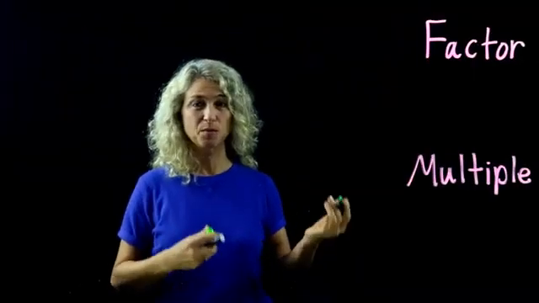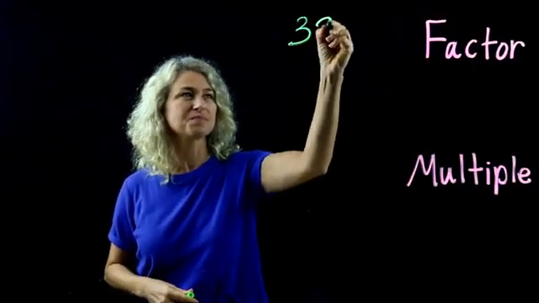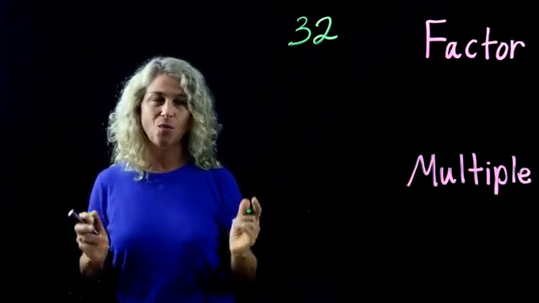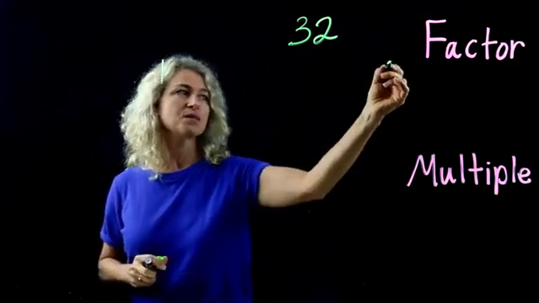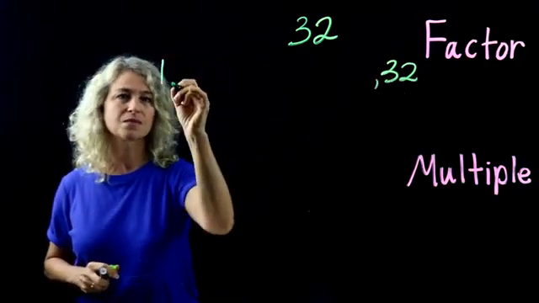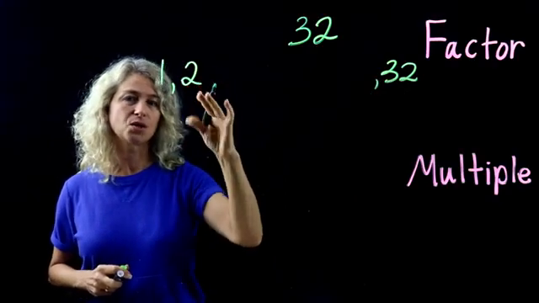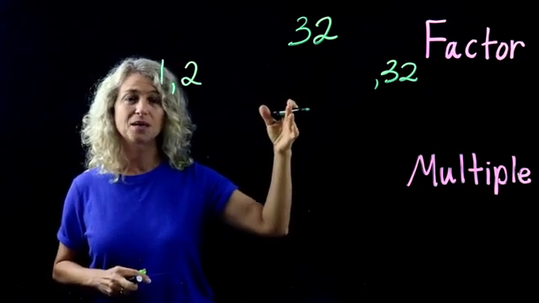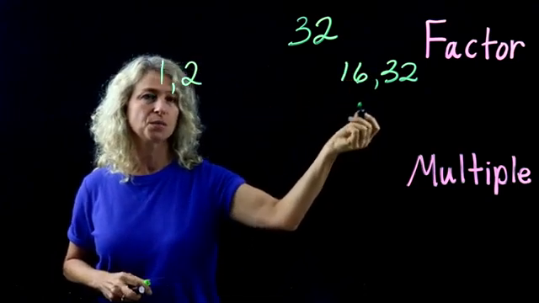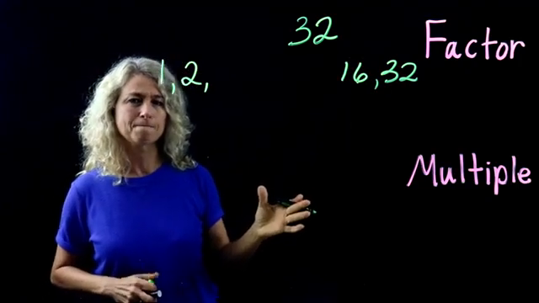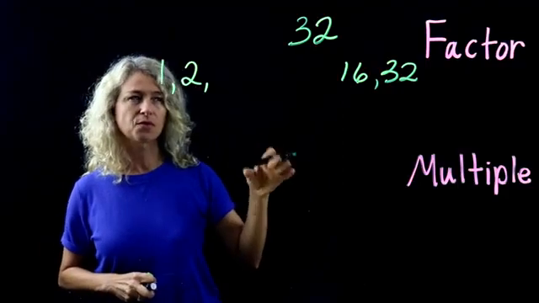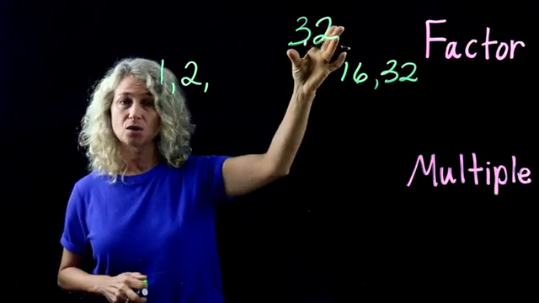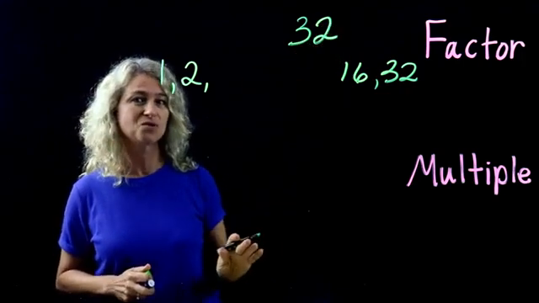Okay. So let's look at the number 32. When we list the factors for 32, we'll start in the same way. Always start with 1. 1 times 32. 2. 2 times what? Well, we know that 2 times 15 is 30. 2 times 16 is 32. Anything times 3? 3 times 10 is 30, and 3 times 11 goes over, it's 33. So we're not going to use 3 as a factor.